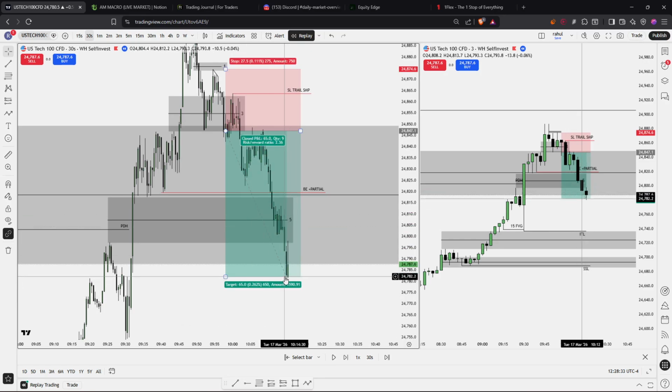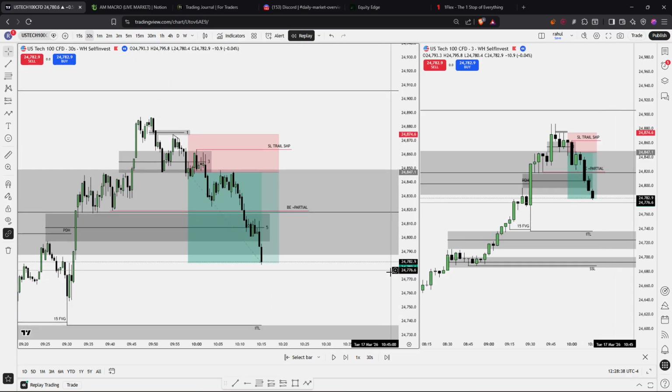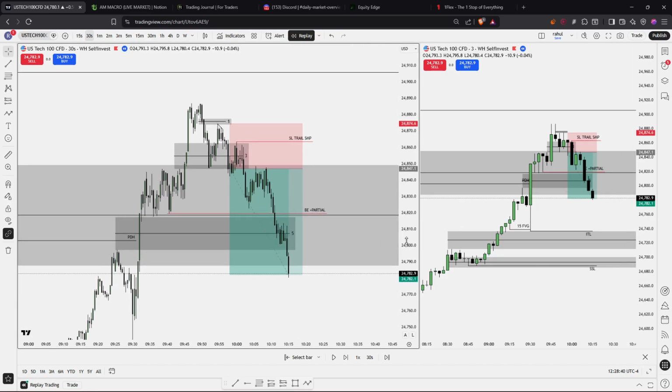Waiting. Yes, as this hit this candle, I have taken out my entire trade. Okay, this is the overall trade. I'll just take a screenshot for the thumbnail.